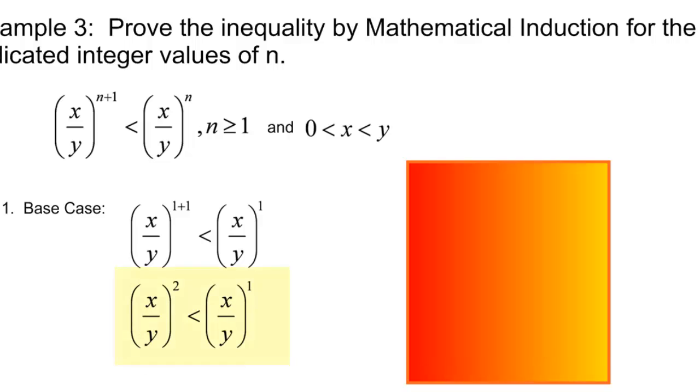We have proved the base case is true because x over y raised to the second power is always going to be less than x over y to the first. Why is this true? Let me give you a concrete example. And again, this is an example just so that you understand why this statement is true. The example doesn't prove that it's true.